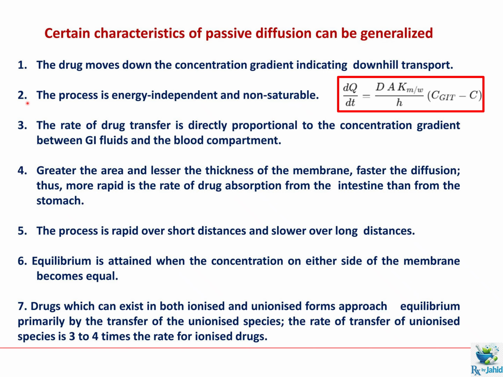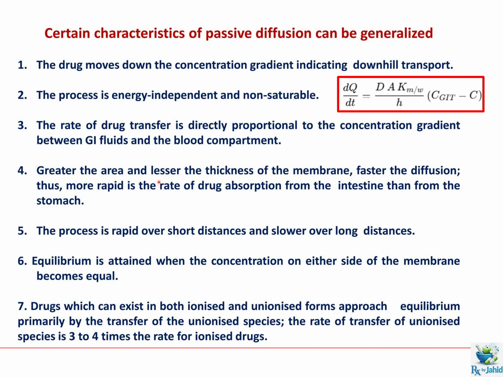The next one is the process is energy independent and non-saturable. Why energy independent? Because it requires no energy, and not saturable because it's not requiring any enzyme. If it requires any enzyme, then it would be saturable and it would be following the Michaelis-Menten equation that we have learned in biochemistry. So it's not depending on all of this. That's why it is energy independent and non-saturable. The rate of the drug transfer is directly proportional to the concentration gradient between GI fluid and the blood compartment that we have already discussed.